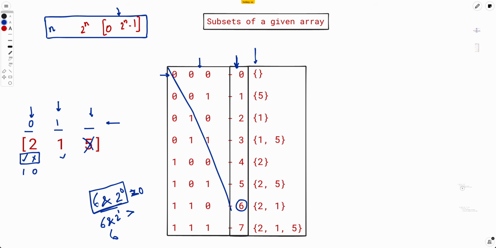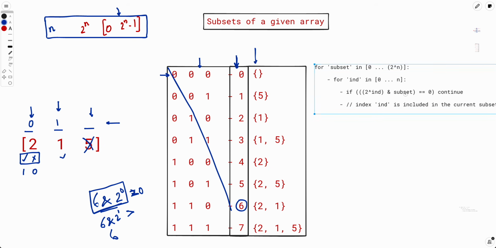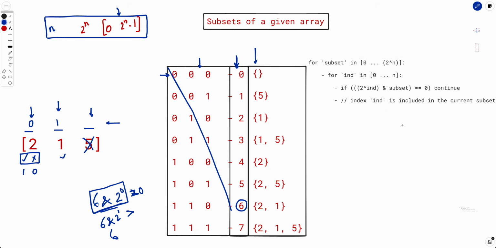So the pseudocode for the same would look something like this. What we are doing is simply iterating over everything from 0 to 2 to the power n, right? And after that, this is all the subsets. Now we have to figure out exactly which elements are included. So for that, we iterate over all the indexes, and for each of these indexes we need to figure out whether that index is present in this given subset or not.